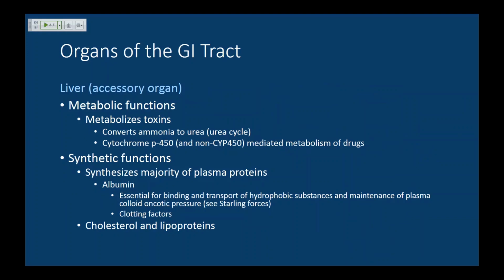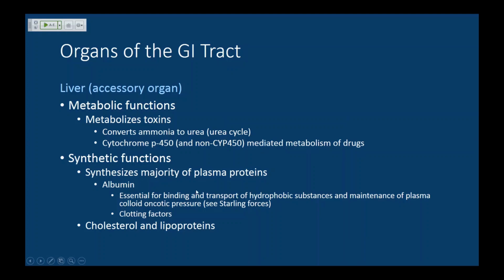Okay, almost done. A couple more things to say about the liver. It's got metabolic function. It metabolizes toxins, which we've been talking about a little bit. It converts ammonia to urea in the urea cycle. And it's got a system known as cytochrome P450 that's involved in the metabolism of certain drugs and certain toxins. That's about all you need to know about those things.